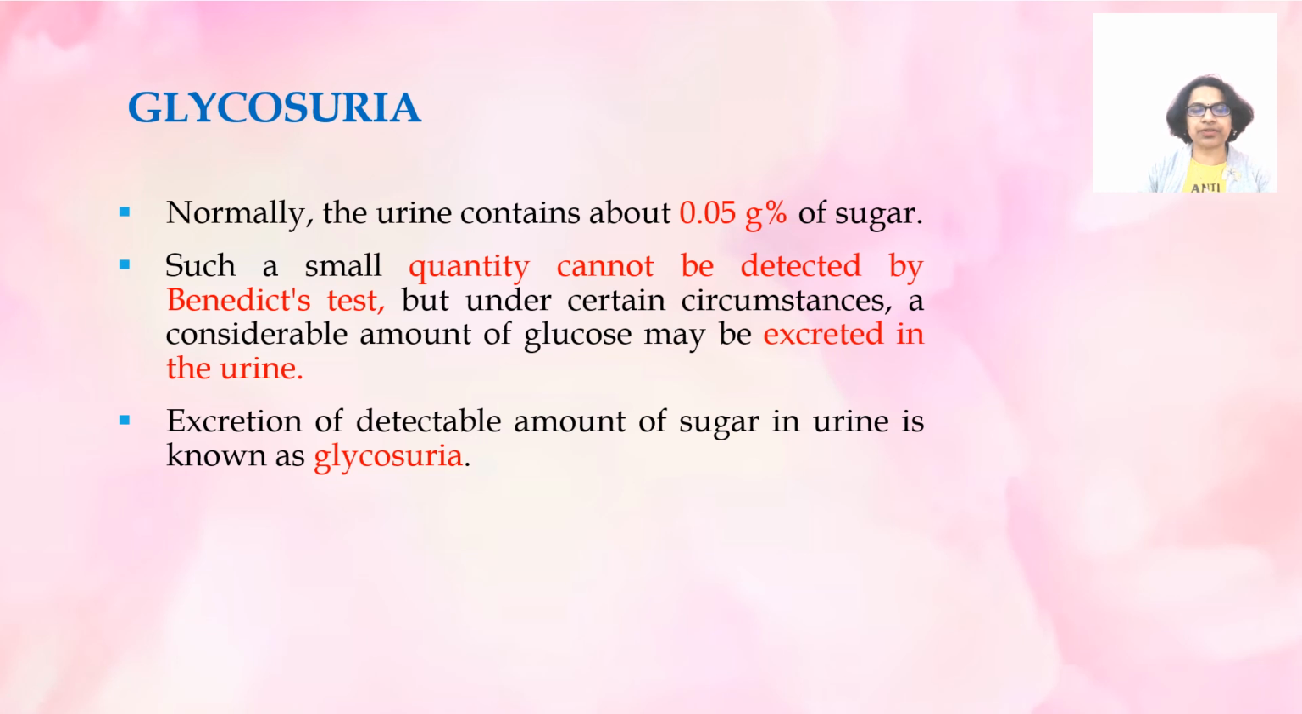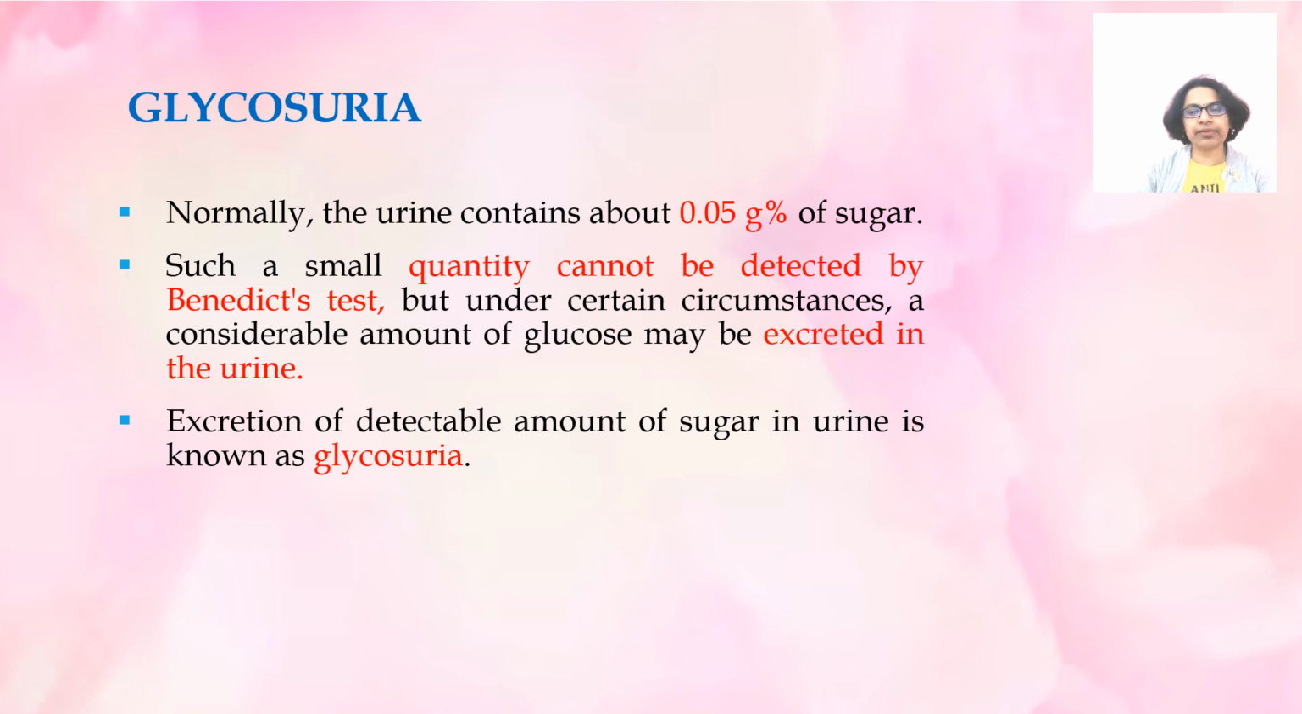First we have to define what glycosuria is. We should understand the concept of glycosuria. Normally, the urine contains about 0.05 gram of sugar. Such a small quantity cannot be detected by the Benedict test. So when there is a small amount of sugar in the urine, it may not be detected by the Benedict test.